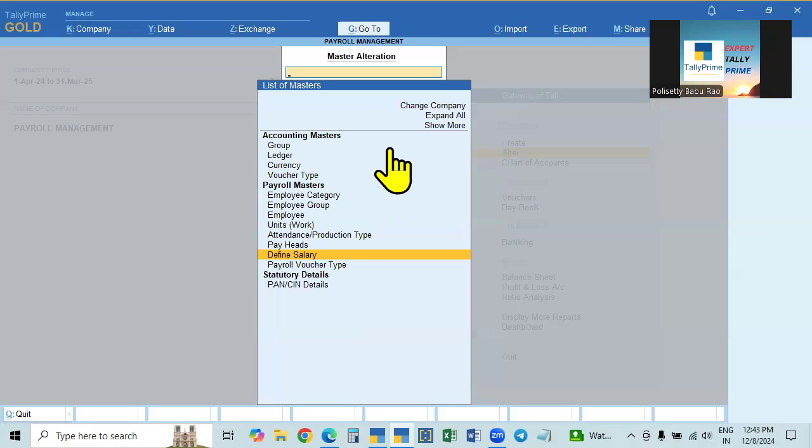So after defining the salary, what do we have to do? We have to process the attendance. Then depending on the attendance and the pay structure, the salary will be calculated. Process attendance and then process the salary. Then the net salary payable will be shown, and that amount will be paid to the employee. The statutory amounts payable also have to be processed.